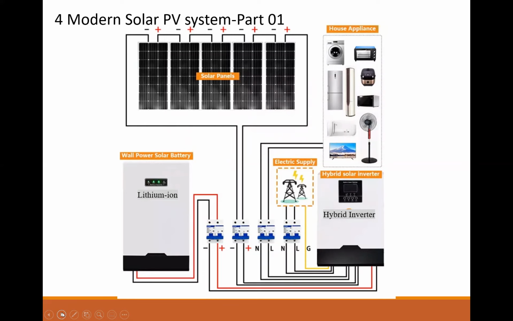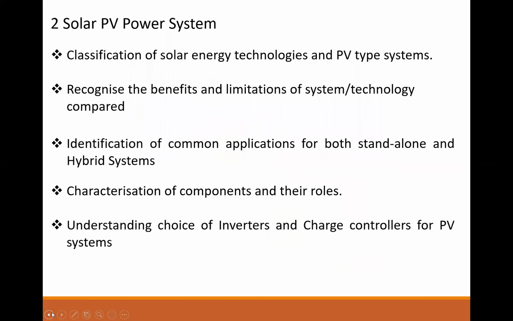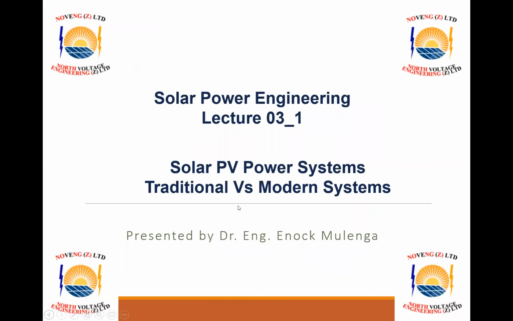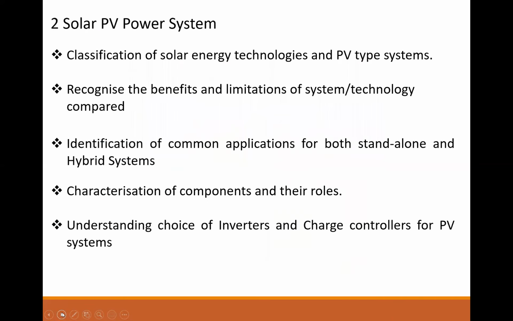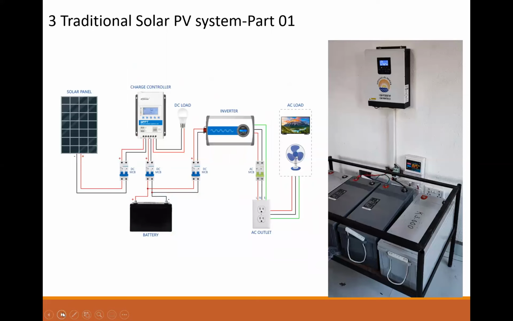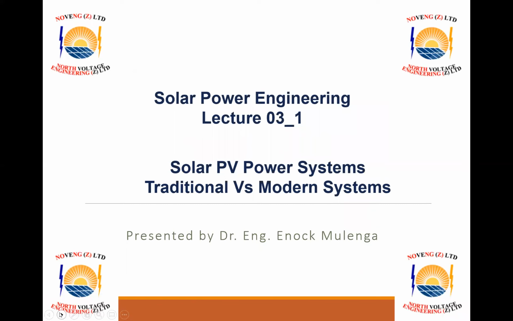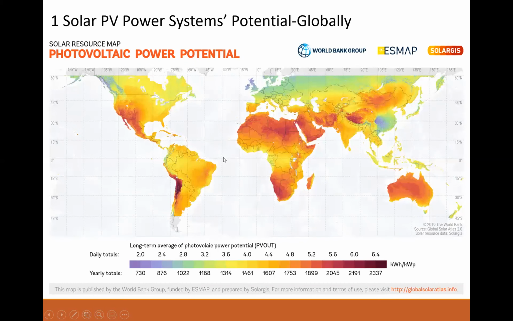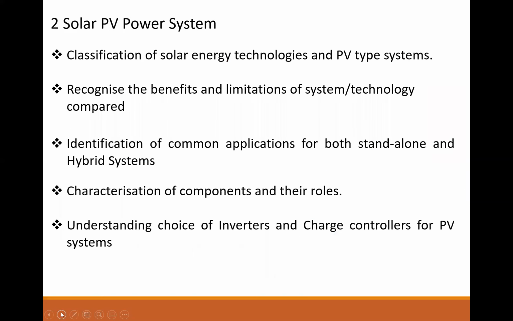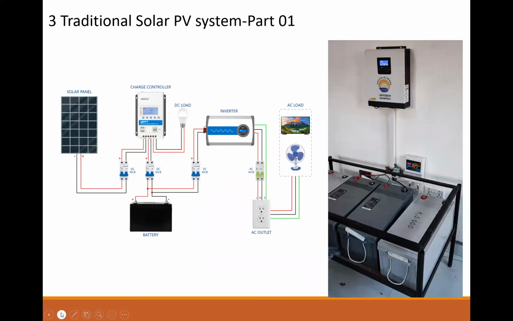So in this lecture, we just wanted to look at the two, traditional and modern system, so that you have got a picture you can visualize. When we start to design, we start to look at the production aspect, looking at the potential, how much we can produce in an hour, in a day, in a week, in a month, and even in a year, so that you can optimize your system to work efficiently and effectively.